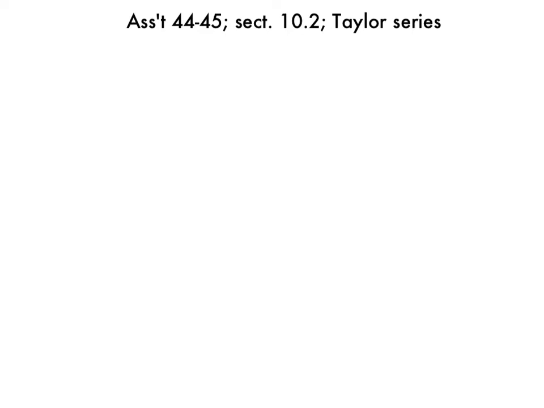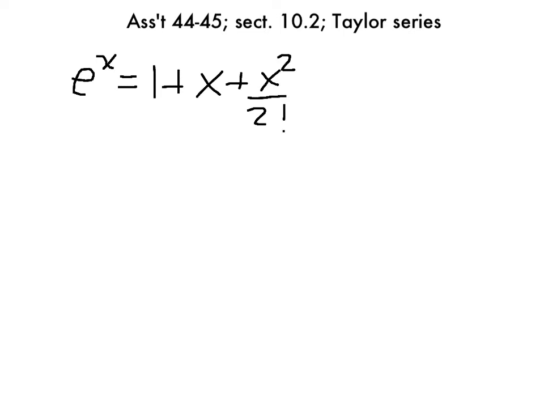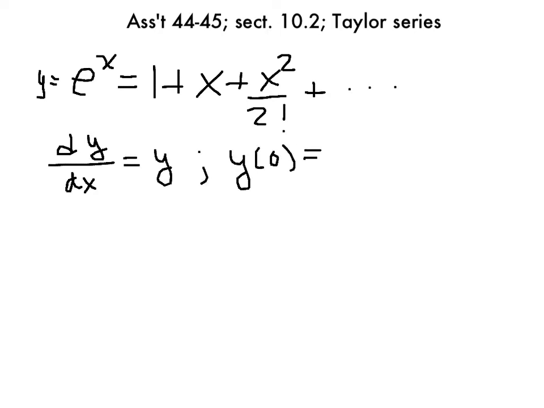Hi folks, and welcome back to our study of Taylor series, and that's actually the title of this section. Let me remind you of what we showed last time. We showed by using an IVP that e to the x is 1 plus x plus x squared over 2 factorial, and so on. We showed that because we were able to show that, if we call that y, dy dx is equal to y, and y of 0 is equal to 1.